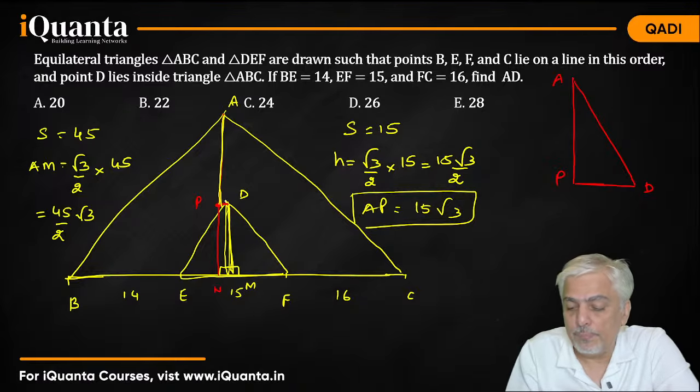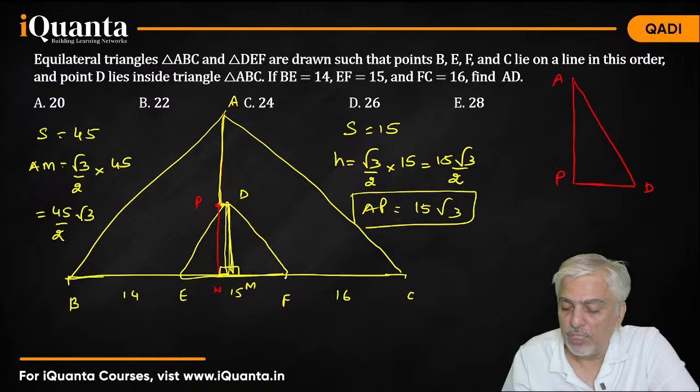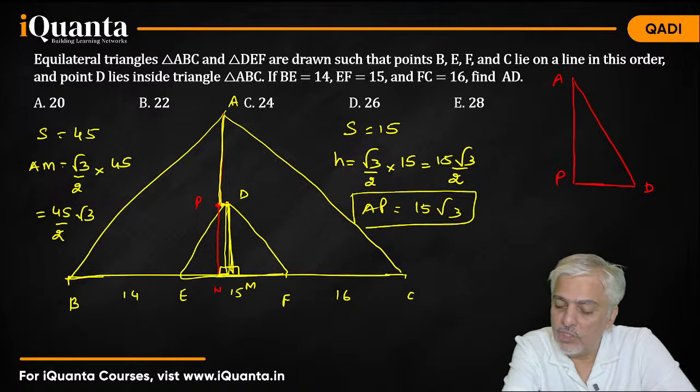Now how much is PD? PD though is very simple. It's MN. We know BM. We know BM will be how much? Half of 45, 22.5. And over here, this will come out to be 1, I think so. Let's check.